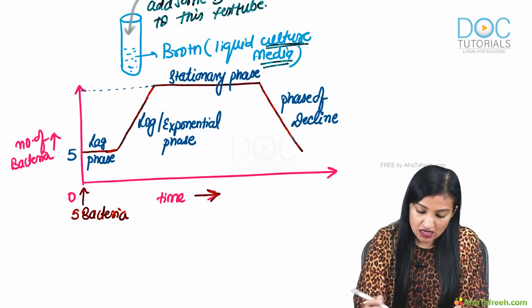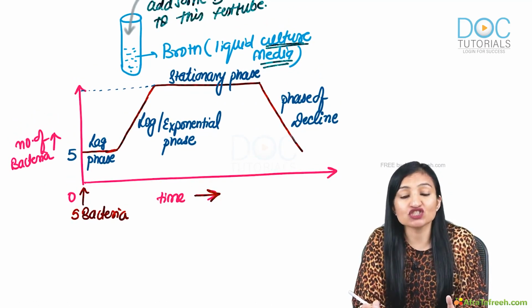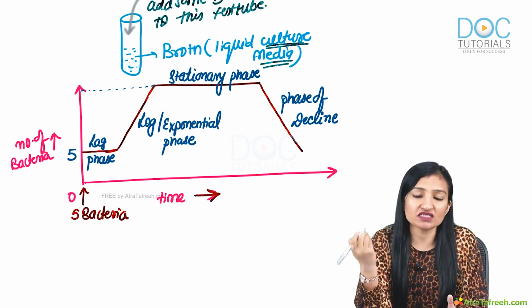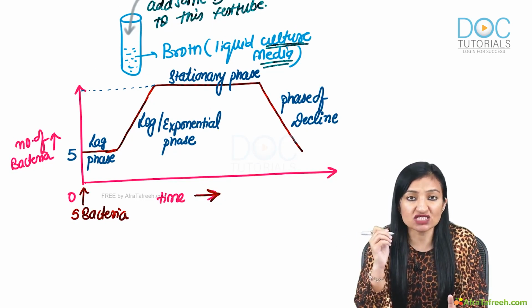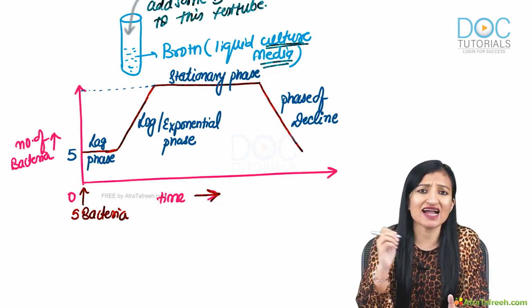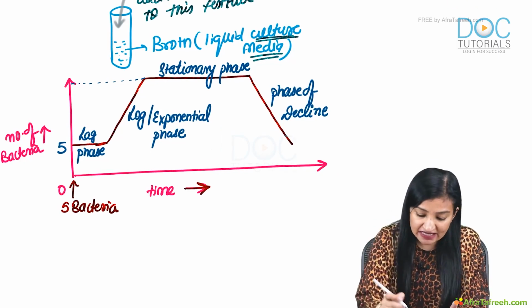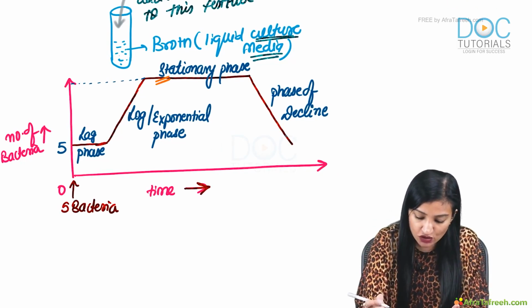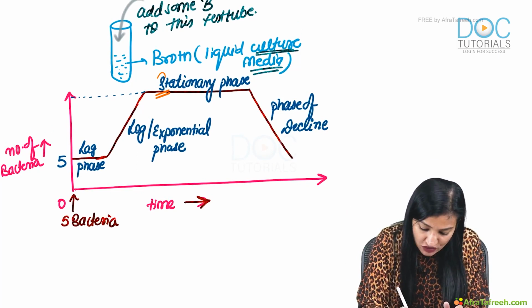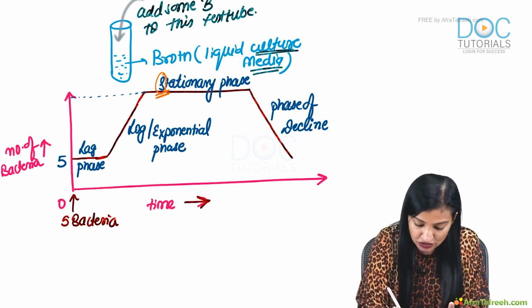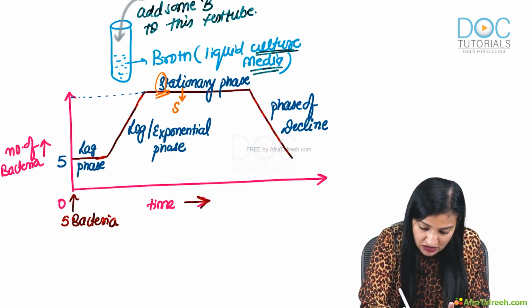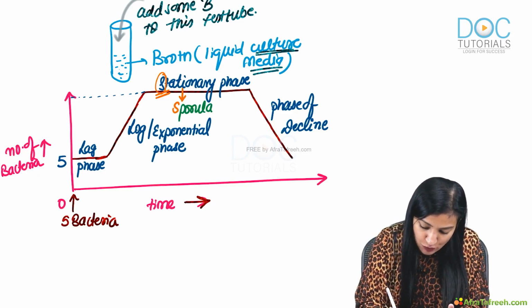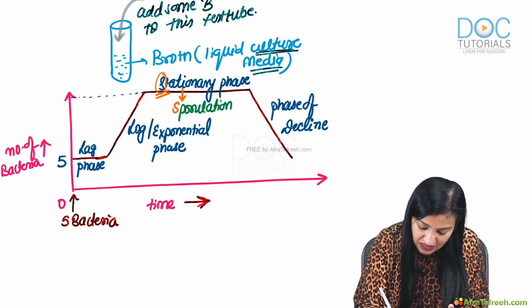For instance, when does sporulation or spore formation begin? Spore formation we have already discussed before. Spore formation should take place when the conditions become unfavorable or adverse. And where is it happening? It is happening in the stationary phase. Alright. So, remember S for stationary, S for sporulation. So, it is in the stationary phase that sporulation starts or spore formation starts.